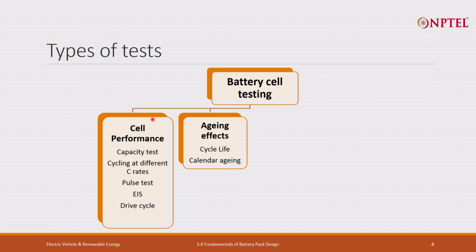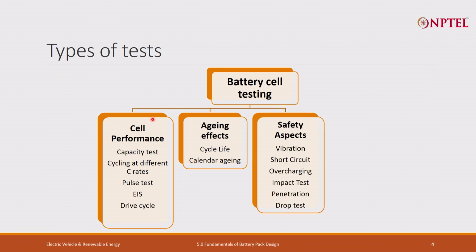Next is the aging test. These are the tests which take a huge amount of time. The first is the cycle life test. This test is performed to know how many cycles the cell can give. And next is the calendar aging test. The calendar aging test, as we already saw, is to see how much degradation will happen when the cell is just kept at a place.